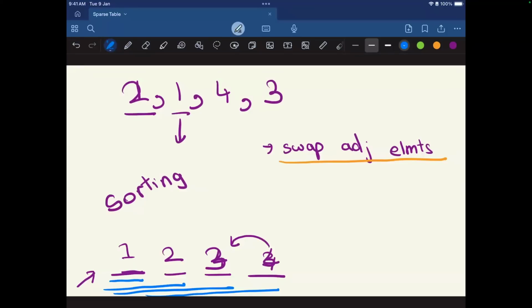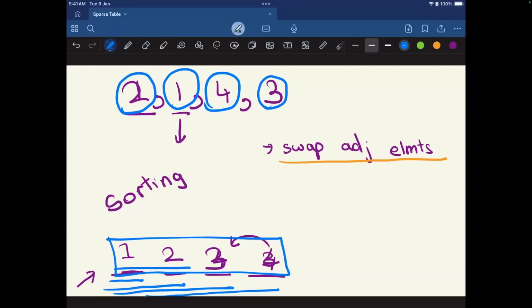Is this clear with everyone? We introduced 2, then we introduced 1 and made those swaps. It became 1, 2. Then we introduced 4. Our vector became 1, 2, 4. And after that, we introduced 3. But since 3 is smaller than the last element, 4, we performed some swaps and made the array sorted. Is this clear with everyone? Tell me, guys.